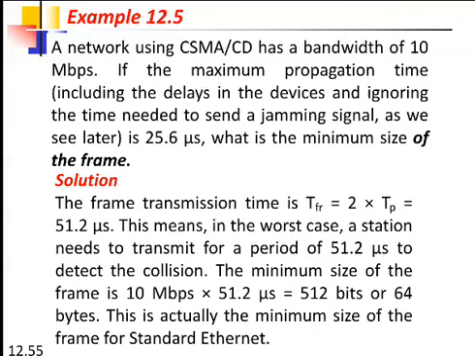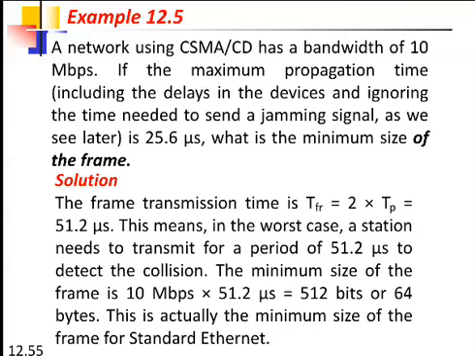TP is the time the first bit takes to reach the receiving station, which is the propagation time, and once the collision is detected, it is the TP time to reach back to the first station. So TP is given here, which is 25.6. So the frame transmission time is 51.2 microseconds. This means in the worst case, the station needs to transmit the frame for a minimum period of 51.2 microseconds to detect a collision.